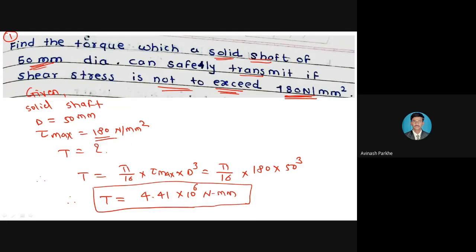So this value represents the torque transmission capacity of the solid shaft. Here we are checking the strength of the solid shaft. Calculation of torque means we are checking the strength of the solid shaft. Yes, 4.41 into 10 raised to 6 Newton mm. This is the correct answer. Within 1 or 2 steps you will get the final answer, but the important thing is that we have to remember the formula and read the statement carefully. Which type of shaft is given and which parameters are given. So we can easily calculate this. Therefore, this particular type number 1 is very, very simple.